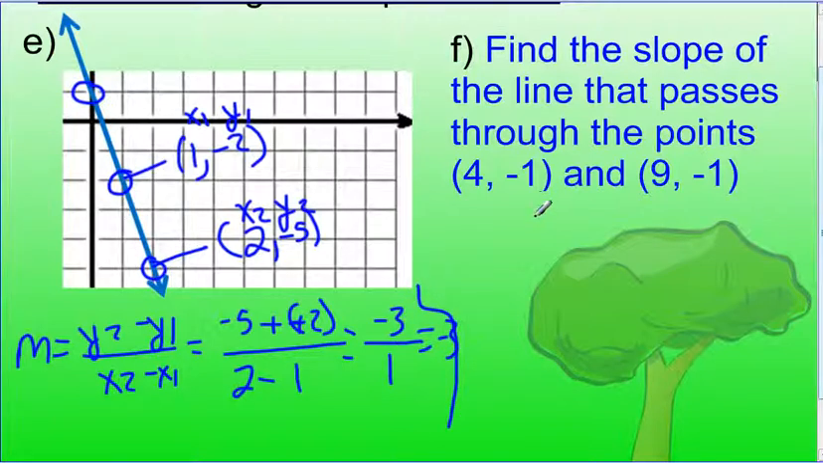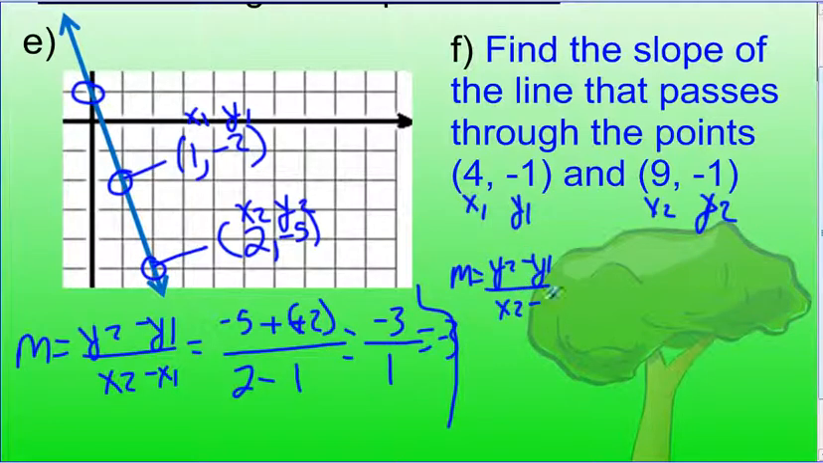Letter F. It doesn't give us a graph, but it gives us points. So x1, y1, x2, y2. So m equals y2 minus y1 over x2 minus x1. y2 minus y1, x2 minus x1.